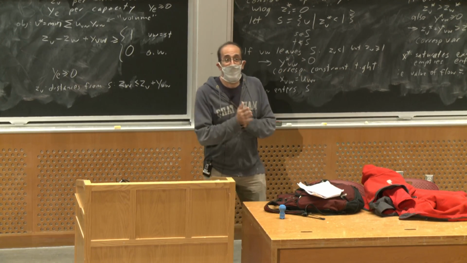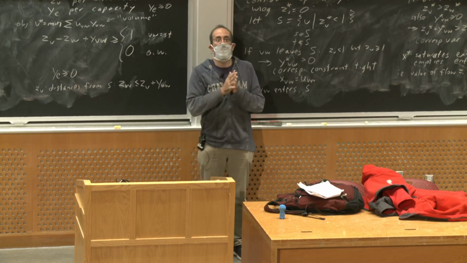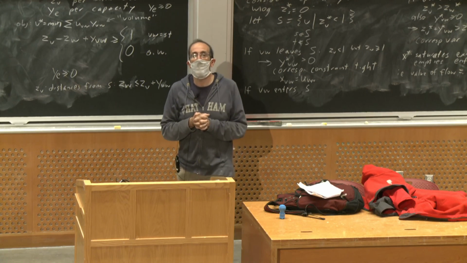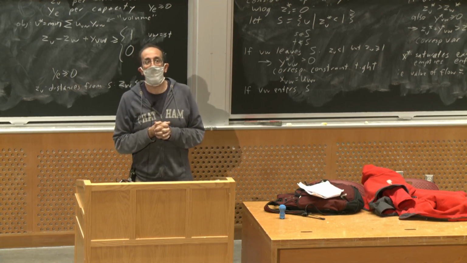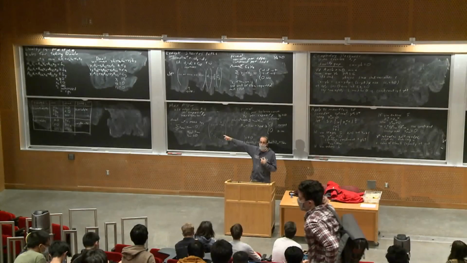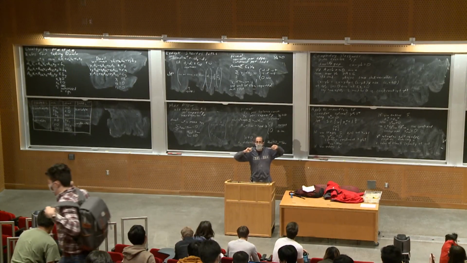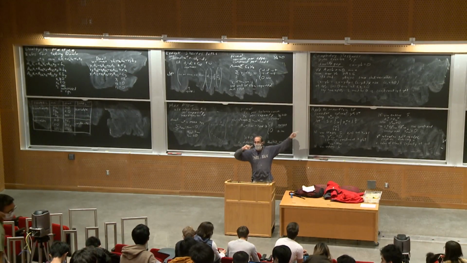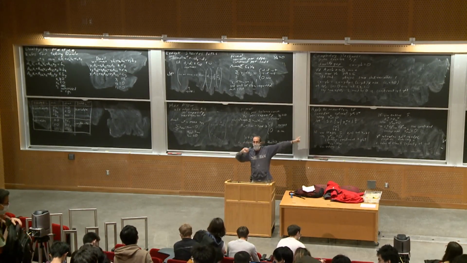Any final questions? Yes? How do you know the corresponding variables? Oh, that just comes straight from the rule for duals. If you look at how we constructed the dual, there's this direct mapping between the variables of the primal and the constraints of the dual.